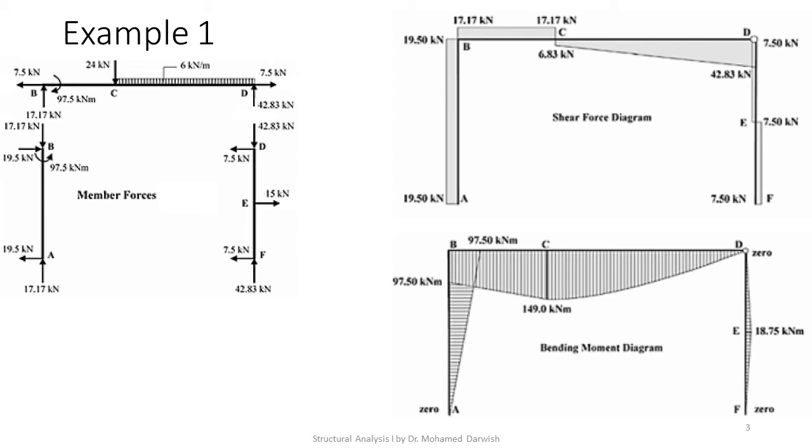17.17 is multiplied by 3, then 19.5 multiplied by 5, and that's it. So this should give me the value of the 149 kilonewton meter. So if we take a section at E, we will see an 18.75 kilonewton meter, which came from simply 7.5 multiplied by 2.5. So this will give us 18.75 kilonewton meter.